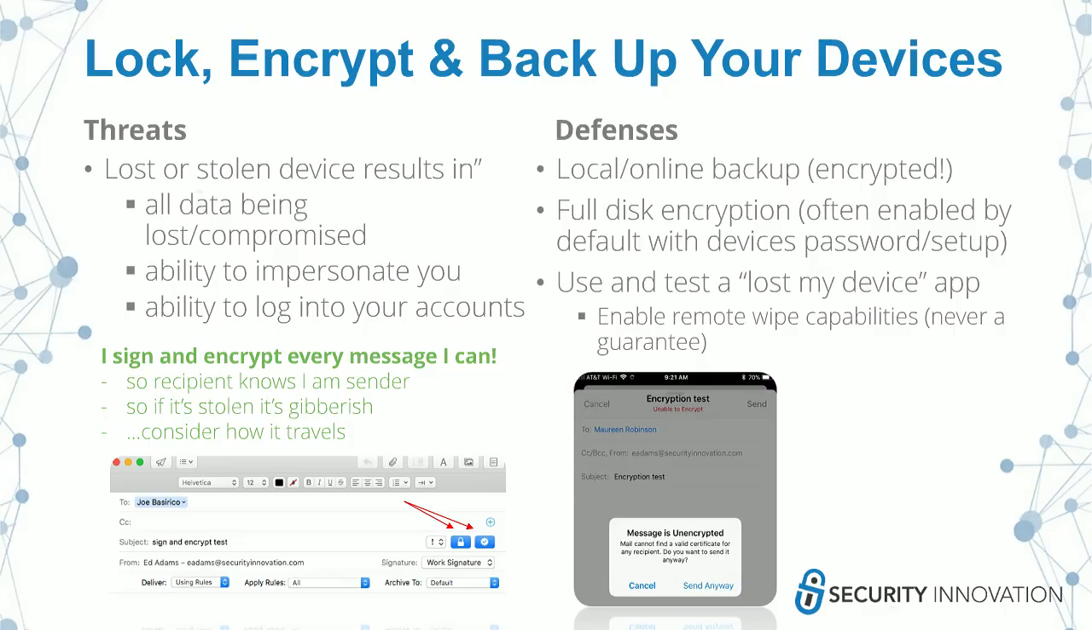So most phones can be really easily encrypted, and you can use a local backup. You can use an online backup. If you use an online backup, encrypt it. Use full disk encryption, right? And use the feature for a lost device, right?